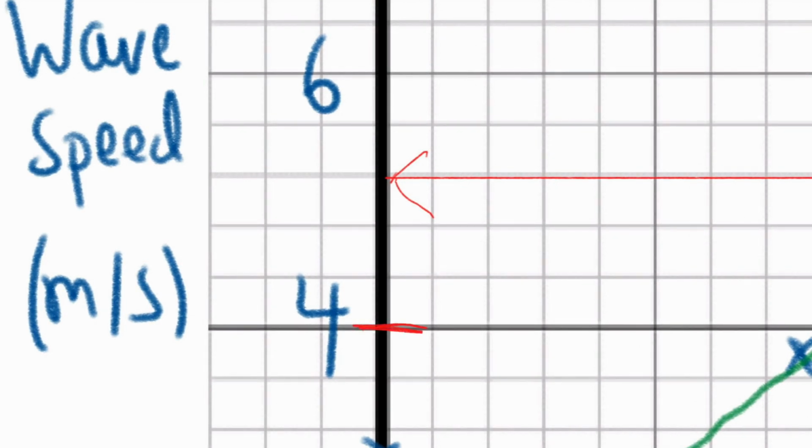Let's work that out as a speed. Well, this line here is 4, this is 6. We've got 2 divided by 5 equal divisions. 1, 2, 3, 4, 5. 2 divided by 5 is 2/5 as a fraction, or 0.4 meters per second as a decimal. So we've got 4.4, 4.8, and that would be 5.2. 5.2 meters per second.